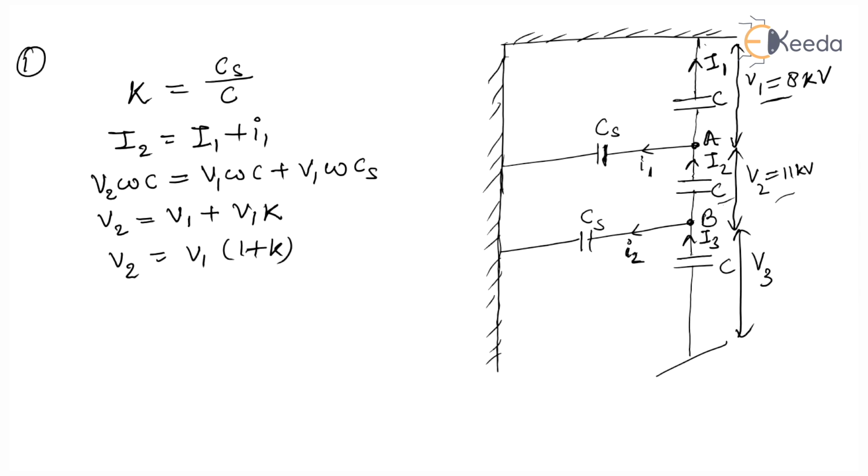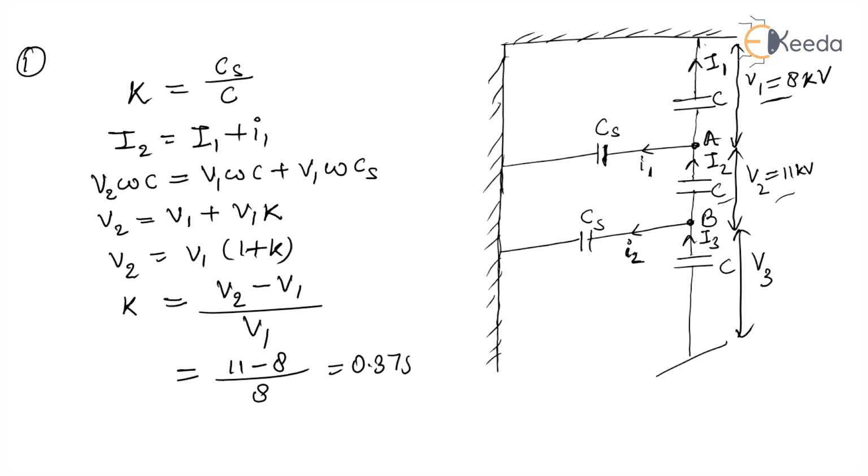We have to find out K. So K is equal to V2 minus V1 upon V1. Now we know the values of V1 and V2. V1 is 8 kV and V2 is 11 kV. Putting the values of V2 and V1, K is equal to 11 minus 8 upon 8, which is equal to 0.375. So K is equal to 0.375.